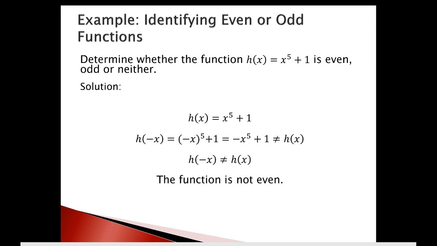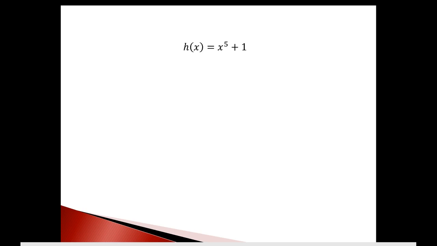Since this one is not an even function, then after that we need to check whether this one is an odd function. To do that, we do the same thing here. We change the value of x into negative x. Then after changing this value, here we will have negative x to the fifth plus 1. If this one is an odd function, we know that the value of h of negative x must be equal to negative h of x.